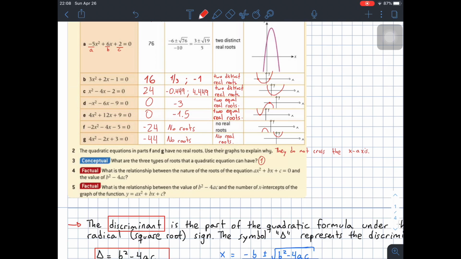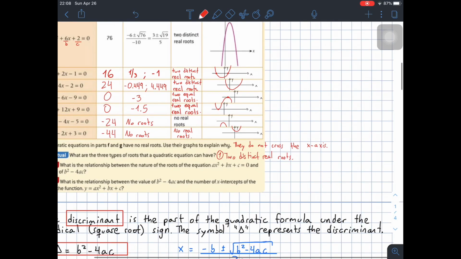One scenario is two distinct real roots. Another scenario would be two equal real roots. And three, the third possible scenario is no real roots. Those are all the possible cases for a quadratic function.